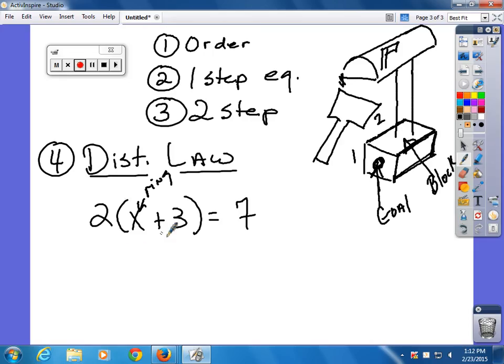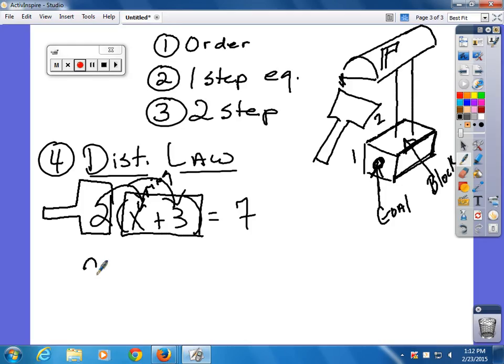This is your concrete block. And where's my hammer? There's your hammer. You're going to take that hammer, and you're going to break that concrete block up to the distributive block.